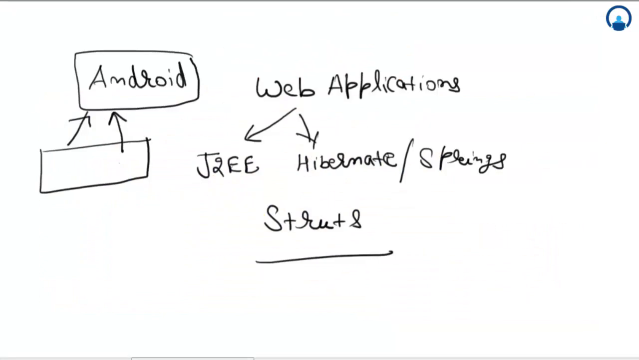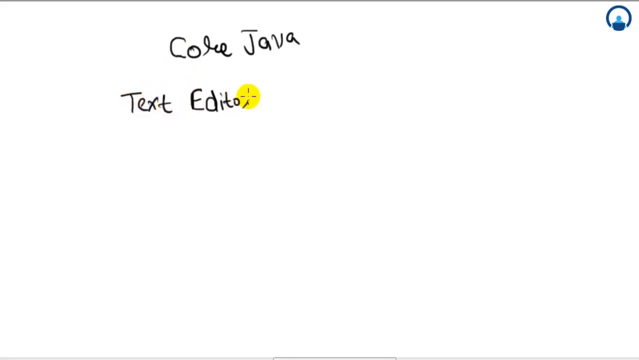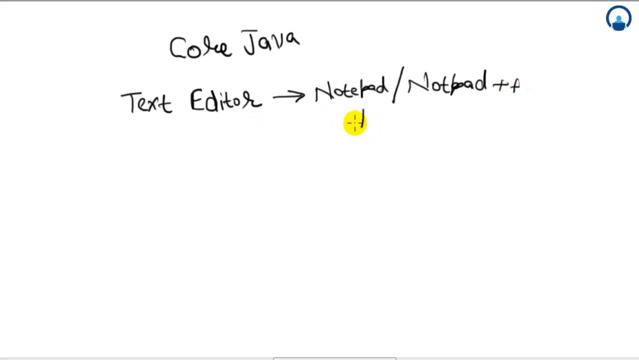Now I'll let you know what an IDE is. Suppose you are developing Java applications and you are running a sample core Java program, then what are all the steps that we have to follow? First of all, suppose we take a text editor. There are various text editors available in the market, like Notepad or Notepad++ or whatever. We'll first write a program in a text editor, and we'll save it with the .java extension.